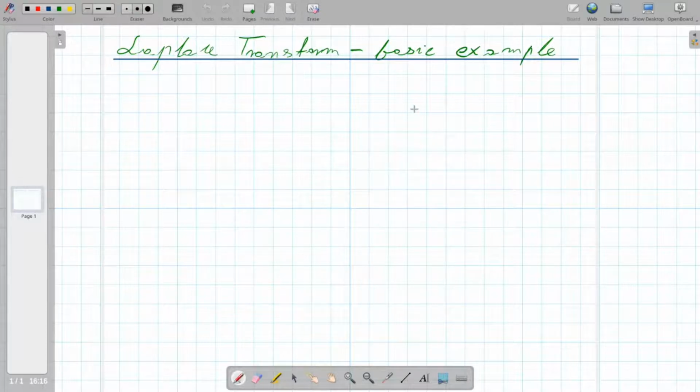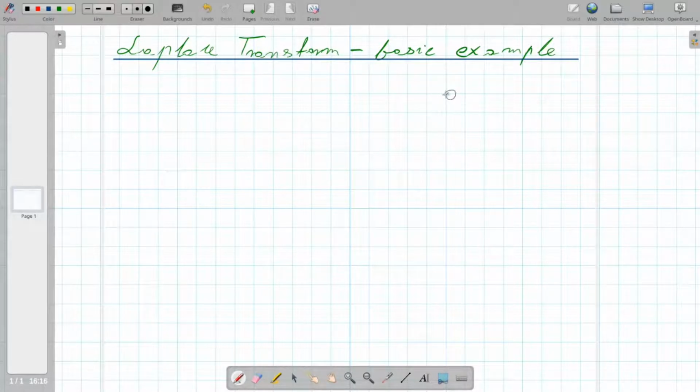In this video I will show you how to use the Laplace transform. We will solve a very basic example of a differential equation. This equation we already analyzed in a previous video, and I will put a link to it in the description.